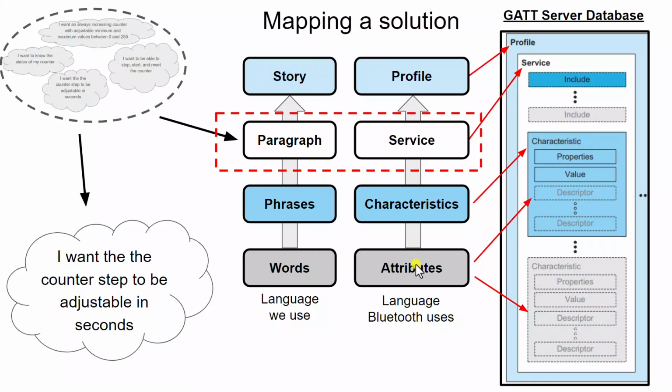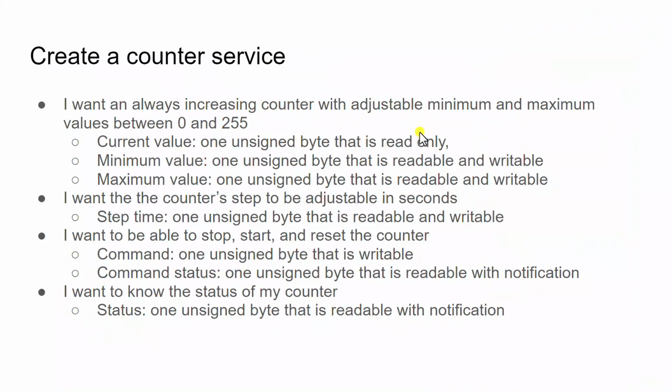Okay, so we've talked about how attributes are the base level, characteristics are made up of multiple attributes, and services are made up of multiple characteristics. To be able to create a service, we need to know what all the characteristics we are going to have, and this is just codifying that cloud that I created earlier. The current value is going to be an unsigned byte that's read-only, and then for the inclusive, we'll have a minimum value and a maximum value, and then the step is adjustable, so that step time will be an unsigned byte that's both readable and writable. The minimum values I wanted readable and writable.